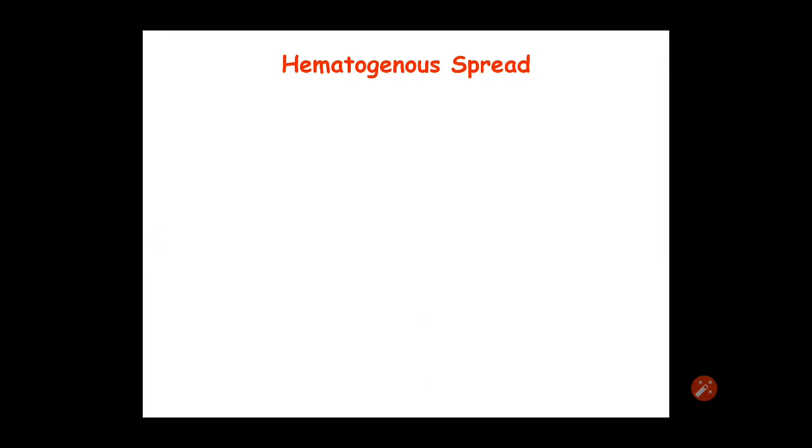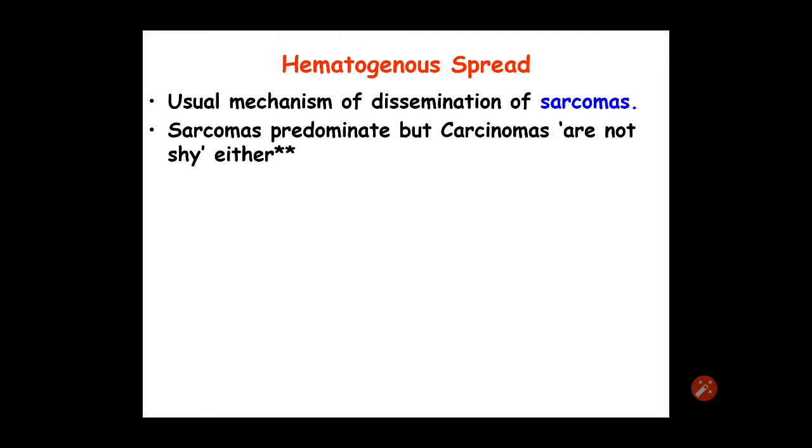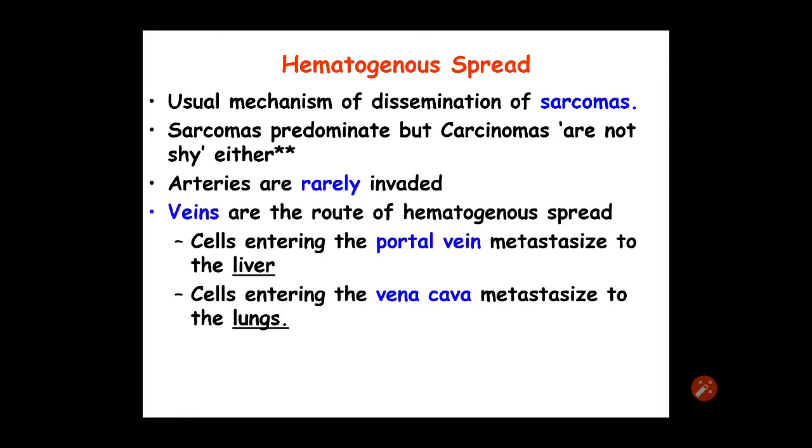Here is the hematogenous spread, usually favored by sarcomas, by malignant mesenchymal tumors. As a result of that, overall, you will see that sarcomas have a worse prognosis than carcinomas, for the reason that I just mentioned to you in the prior slide. So what is going to be invaded? You will see that veins are more likely to be invaded because their walls are thinner and much easier to penetrate than arteries. But arteries do not shy away, they are involved sometimes.